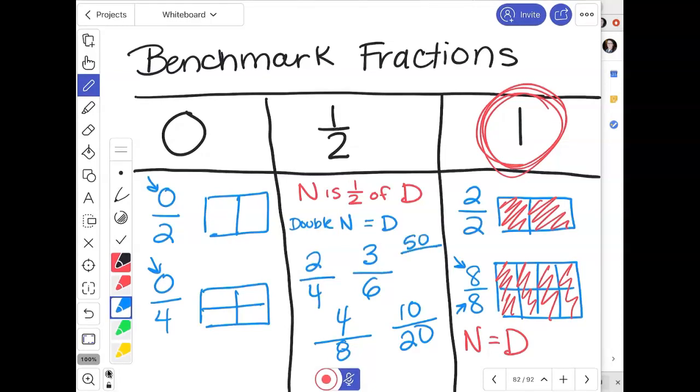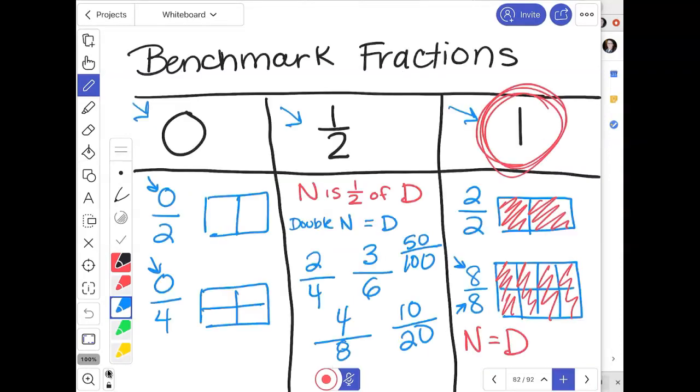50 plus 50 equals 100. Anytime you can double the numerator and get the denominator, your fraction is equivalent to 1/2. Now you're probably asking, okay, so what? Why does that matter? Well, I can use what I know about fractions equivalent to 0, fractions equivalent to 1/2, and fractions equivalent to 1 to help me compare other fractions. Let me show you what I mean.